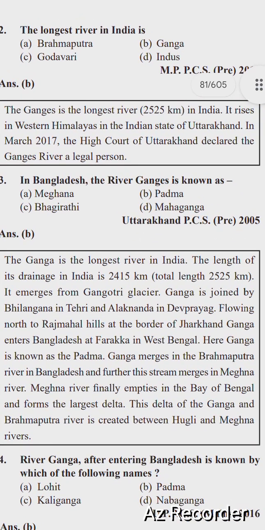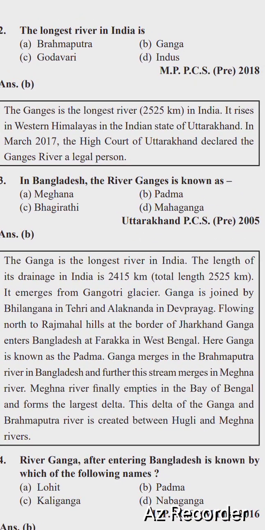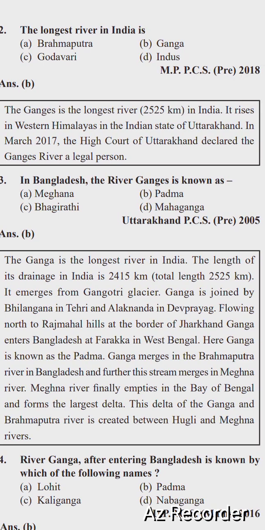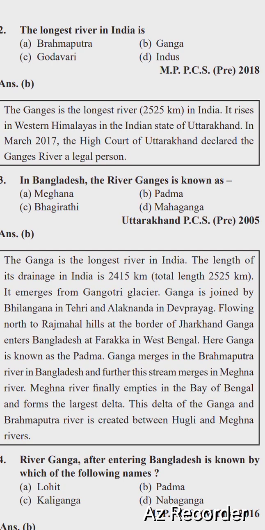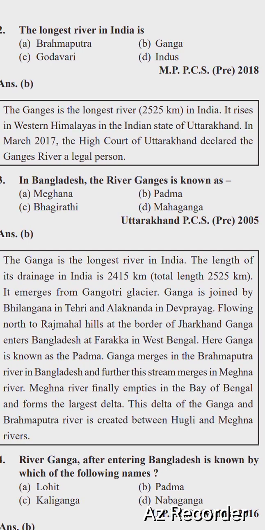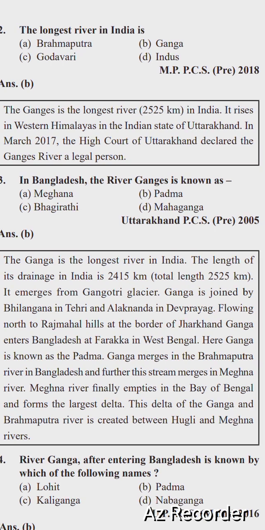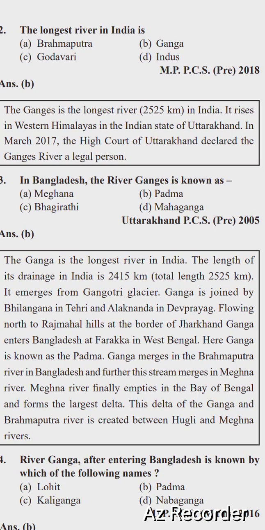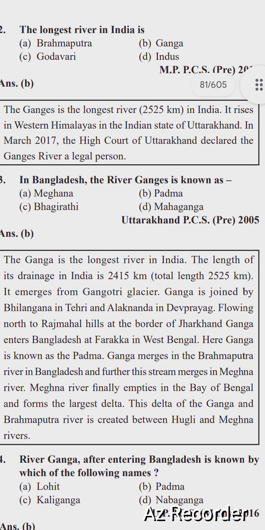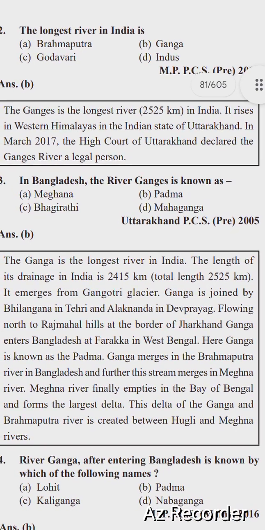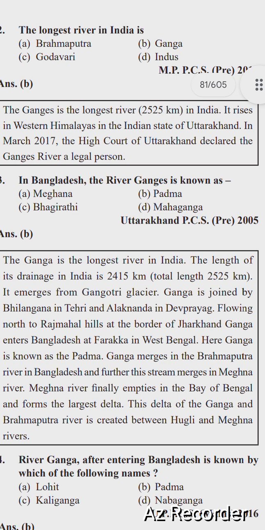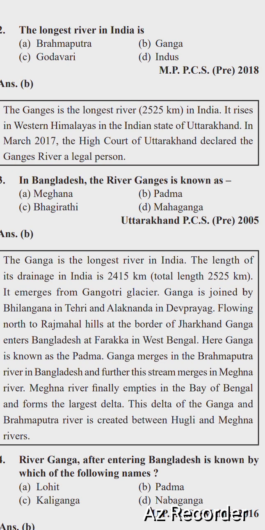Next, in Bangladesh, the river Ganges is known as: option A Meghna, option B Padma, option C Bhagirathi, and option D Mahaganga. Right option is option B. In Bangladesh, the river Ganga is known as Padma. The Ganga is the longest river in India. The length of its drainage in India is 2,415 km. It emerges from Gangotri Glacier.